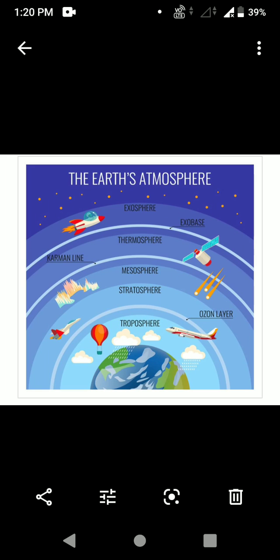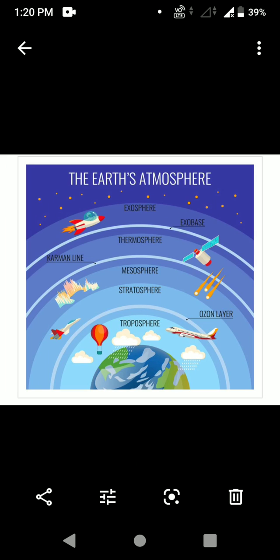Okay, and also sometimes they may ask the question: in which sphere can a jet plane fly? That is the stratosphere. Okay, very good. Next, the third layer. Do you know? That is the mesosphere. Very good. The mesosphere extends between 50 km and 80 km.